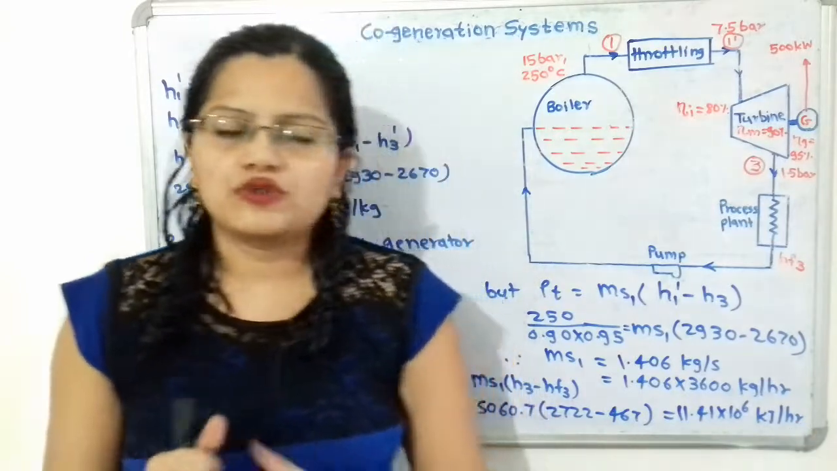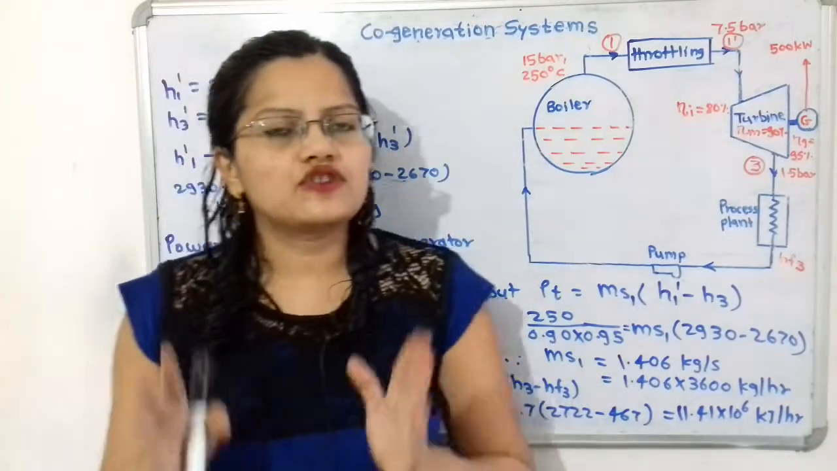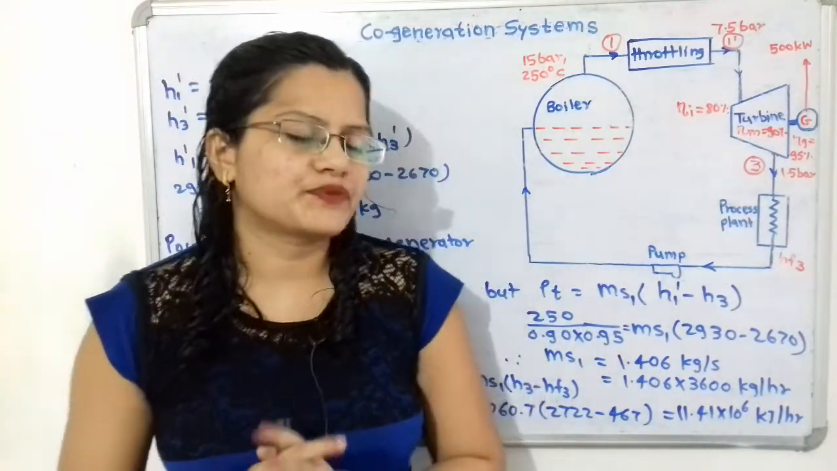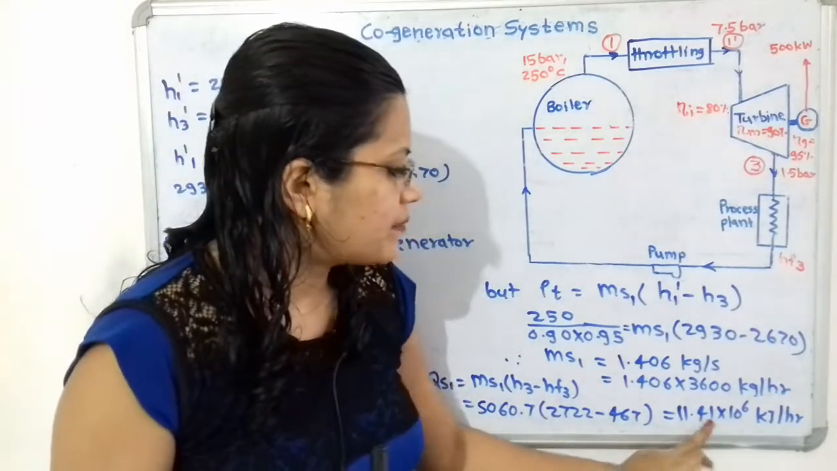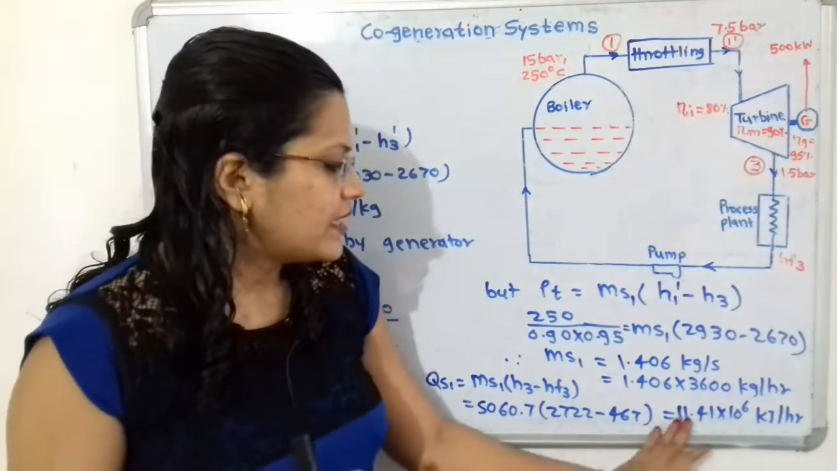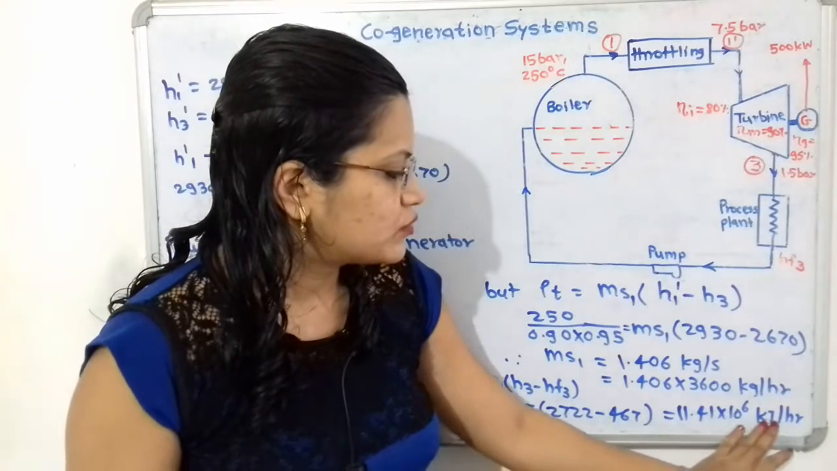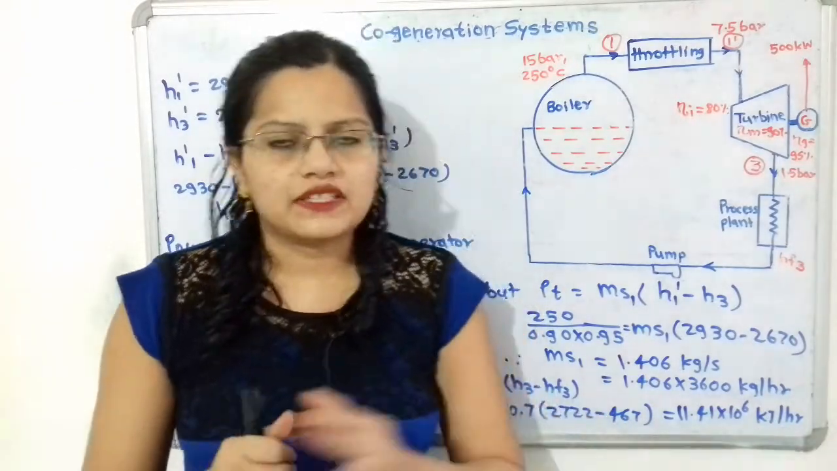Now the answer should be in megajoule per hour. So we have to divide by 10 raised to 3. So we can say that 11.41 into 10 raised to 3 megajoule per hour is the answer.